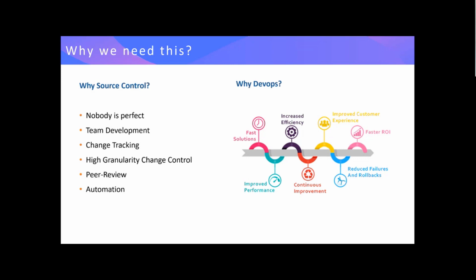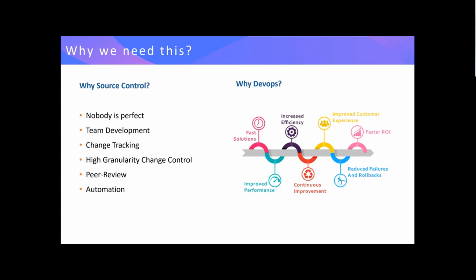You can also do peer review. If you're a manager or a lead in your team, you can review other developers' code, and they can review your code and sign off. It also gives us a lot of automation opportunities: you can automate the deployments, and you can automate the test cases before you deploy. There are a lot of opportunities for automation through source control. That is why I think it's very important to adopt source control, including in Power BI and Fabric development as well.